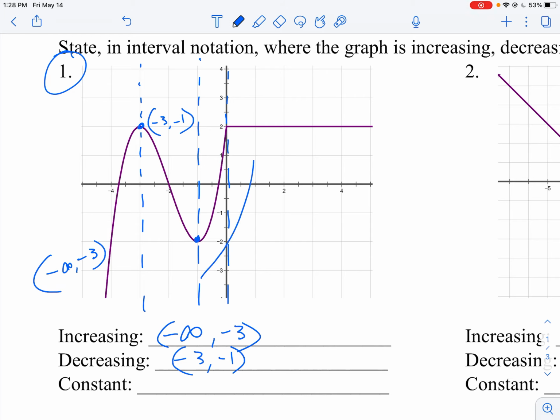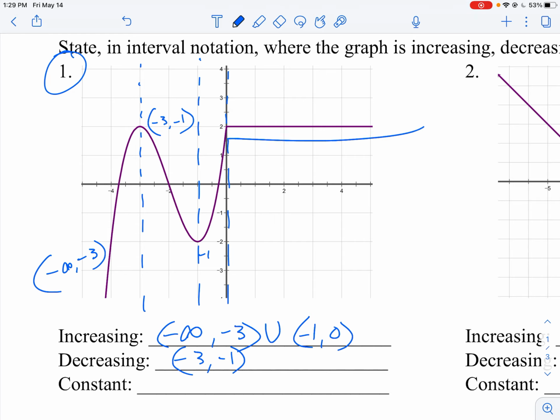And then I have another section here where it's increasing. It starts increasing down here and stops here. Those x values are negative 1 and 0. So it's increasing from negative 1 to 0. And when you have multiple intervals where you have a property such as increasing, you do need to connect the intervals with a U, standing for union, which means uniting things together. So those are both increasing intervals.